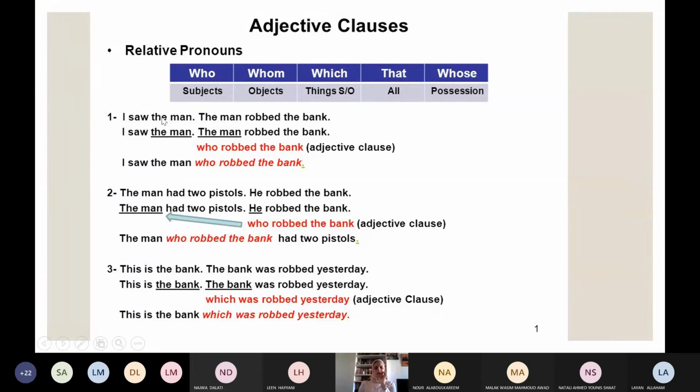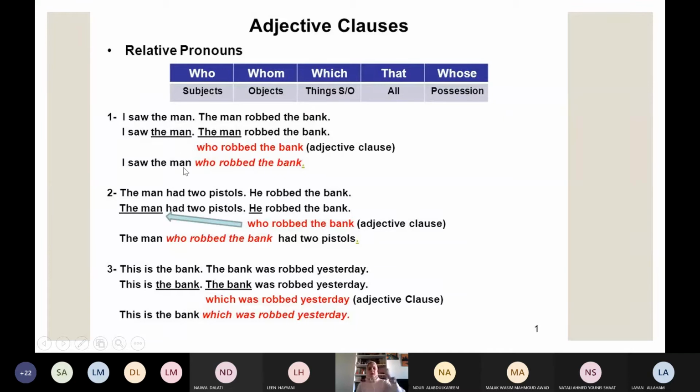I saw the man. The man robbed the bank. I want to combine them together. I saw the man who robbed the bank. I replaced the man with who. So where is the independent and where is the subordinate? I saw the man is independent. Who robbed the bank is subordinate. Which one do I use as an adjective clause? The subordinate clause. Who robbed the bank is a subordinate clause to man. Which man? Who is the man?